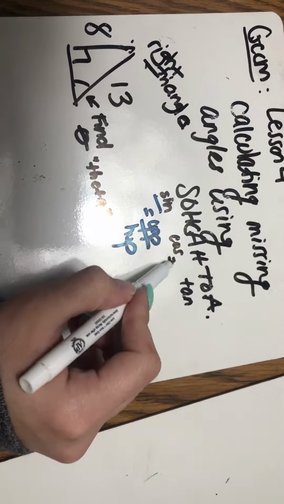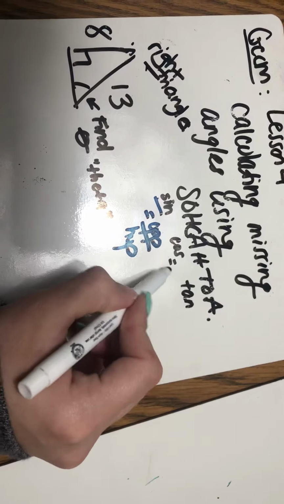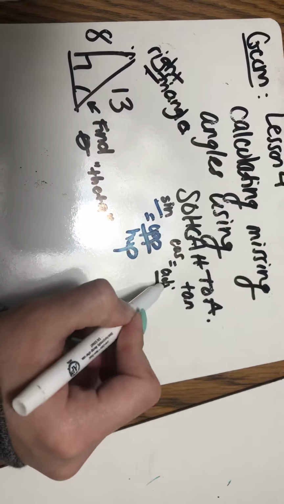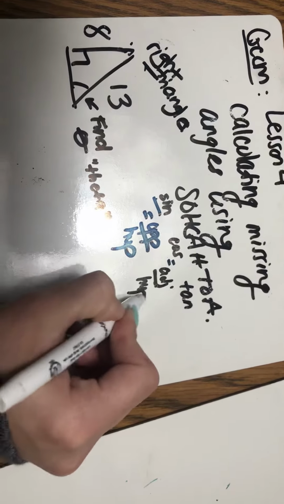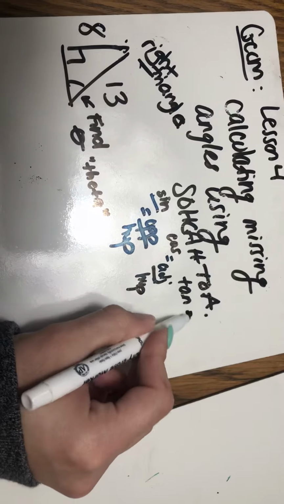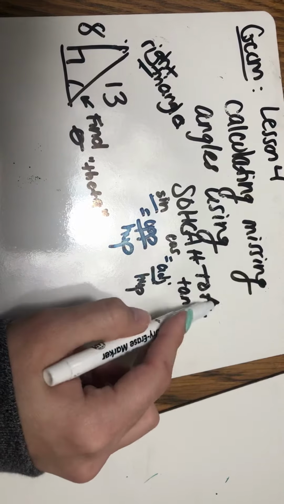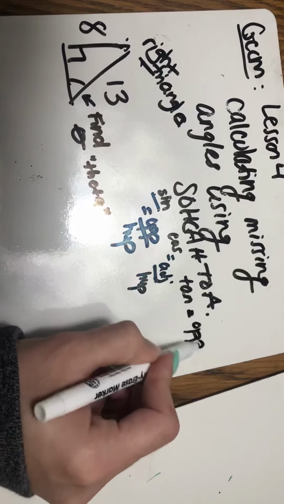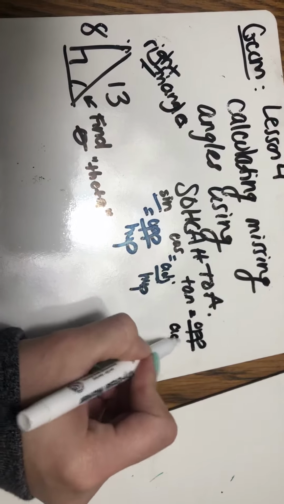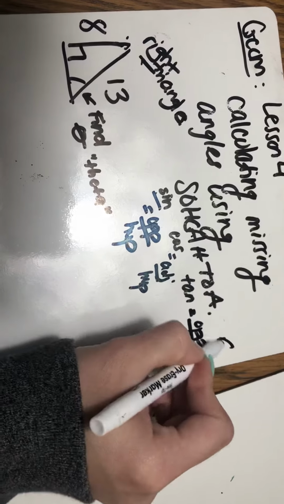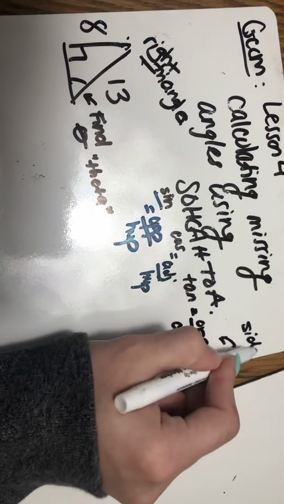All right, cosine is equal to adjacent over hypotenuse. Adjacent means next to. And then tan is opposite and adjacent, opposite divided by the adjacent side. So these are talking about side lengths, okay?